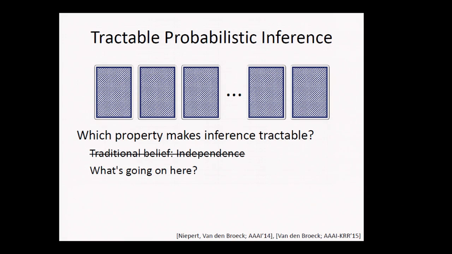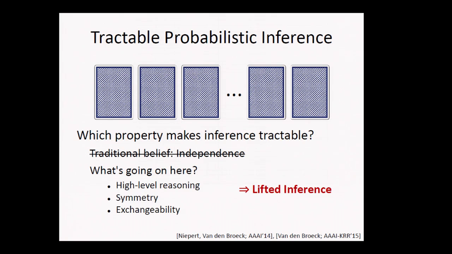So what's going on here is that it has nothing to do with independence or conditional independence or sparsity of the graph or tree width. There's something else here. It's called symmetry, and statisticians would call this exchangeability. And this is a type of high-level reasoning. And when we talk about algorithms that exploit these types of symmetries and exchangeability, we call these lifted inference algorithms.